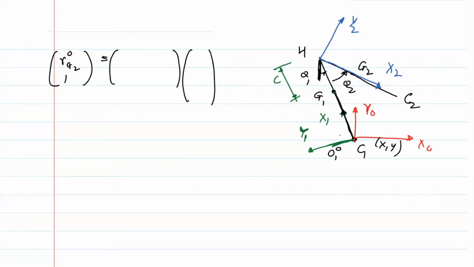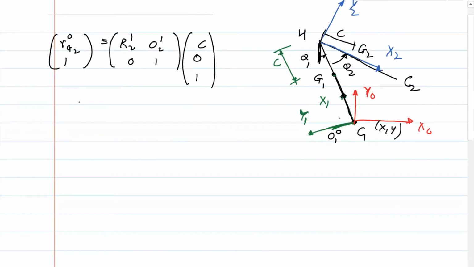Okay, so with that, let me start writing this down. So first of all, I would have R21, 0 2 1, 0, 1. And since the position of G2 along X2 in local frame, that is C, I can just put C for the X, 0 for the Y because the distance along Y is 0, and then 1. Okay, so I need to find O21 and R21.